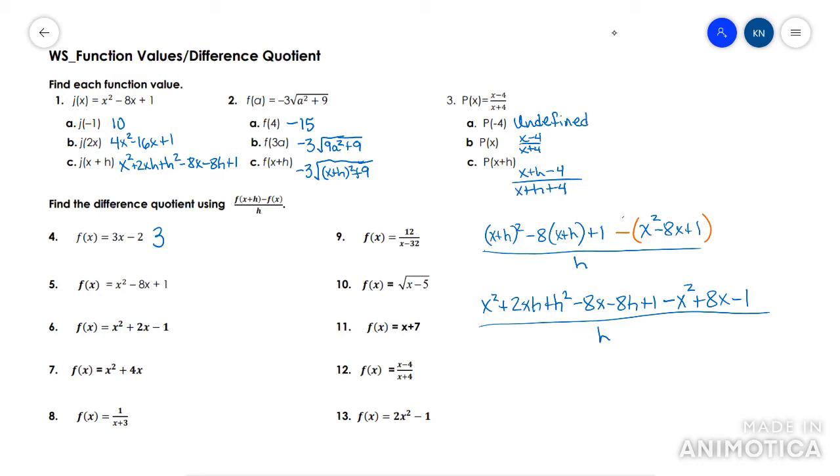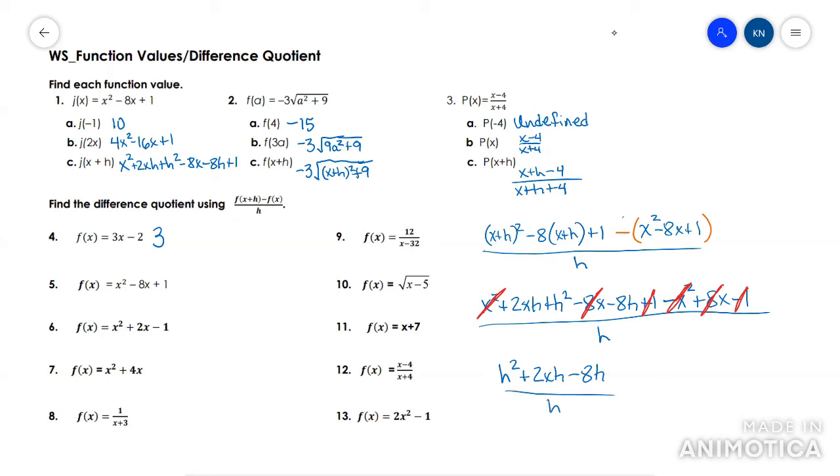I know, there's a lot to it. Now go ahead and look for stuff that cancels. Like I see an x squared and a minus x squared. I see a plus 1 and a minus 1. I see a minus 8x and a plus 8x. And that's it. So now I'm going to write the h squared part first. So I've got h squared, plus 2xh, minus 8h, and it's all over h.